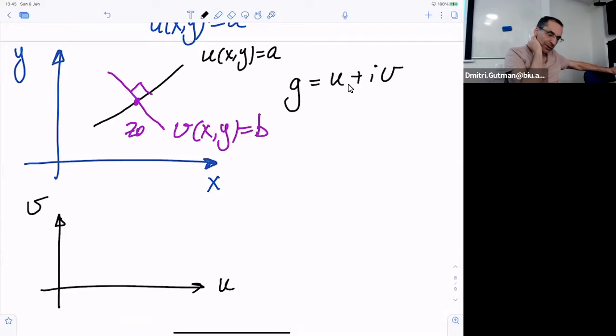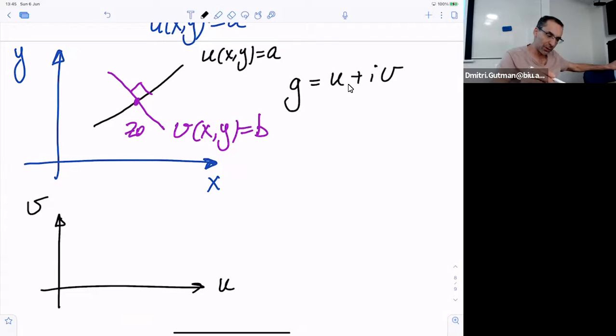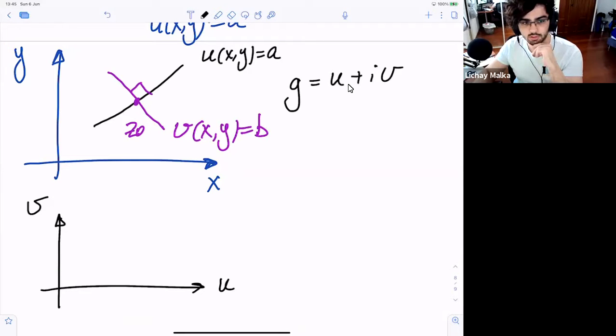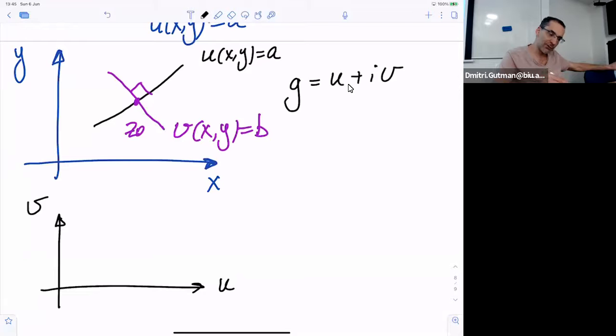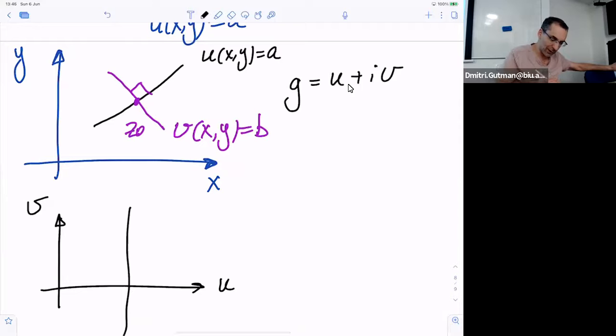How does it look if we draw an image of this curve in the UV coordinates? We're trying to draw an image of the black curve in the coordinates U and V. So we are going from coordinates X and Y to the coordinates U and V. We have a black curve that was equal to U as a function of X and Y equal to A, and that was in the coordinates X and Y. And then I'm going from X and Y to coordinates U and V. Okay, so U equals A will just be a vertical line. Correct. So it will be a vertical line that passes through point A.